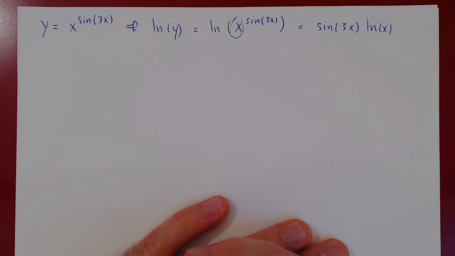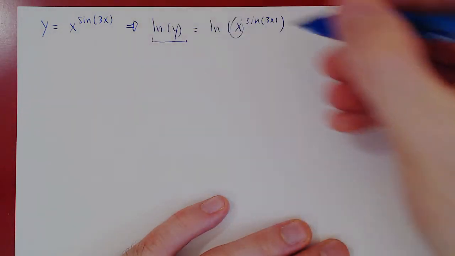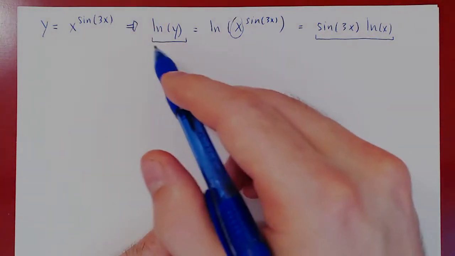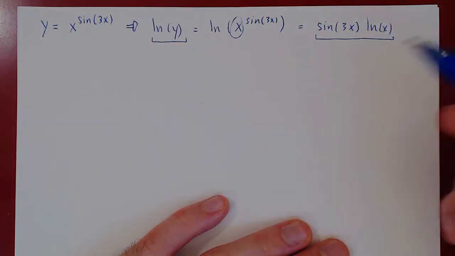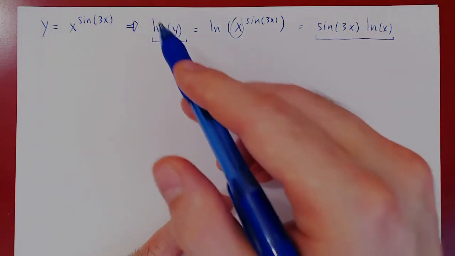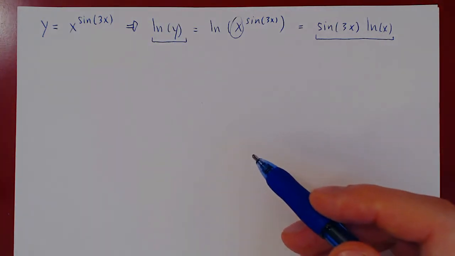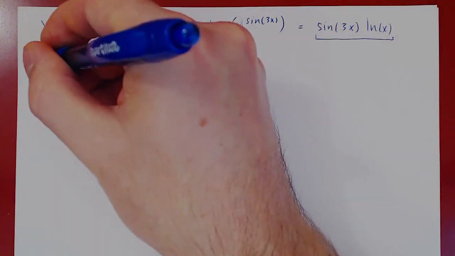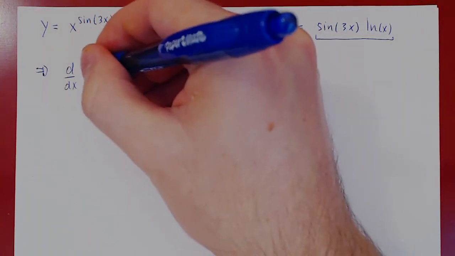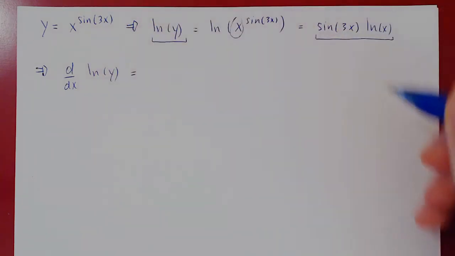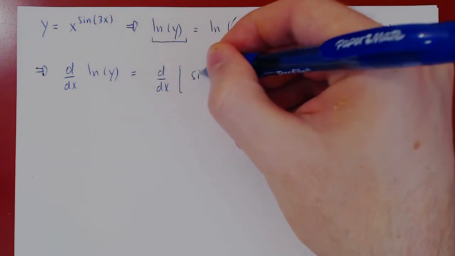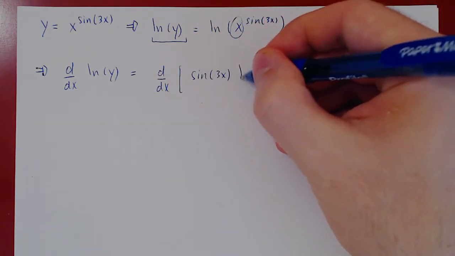And now once again we have two expressions that we can differentiate, keeping in mind y is a function of x. So here both functions are equal, therefore they have the same derivative. But because y is a function of x, when we differentiate this term, we'll have to use implicit differentiation. So the derivative of the left-hand side, which is ln of y, will equal the derivative of the right-hand side, derivative of sine of 3x, times the ln of x.